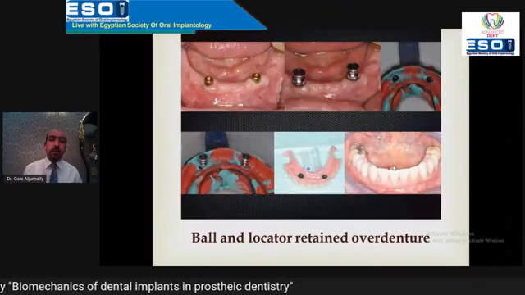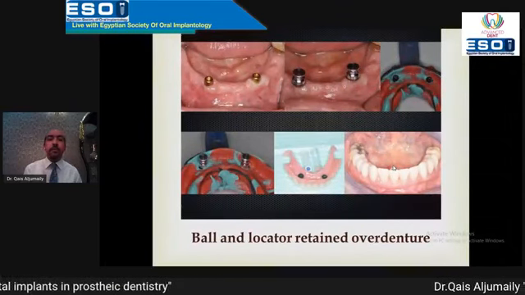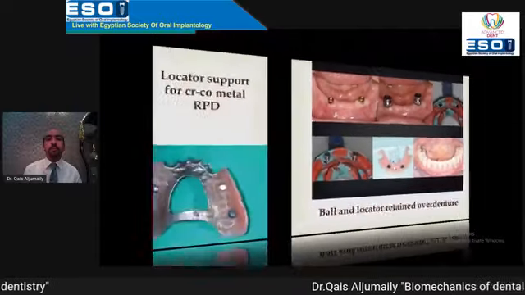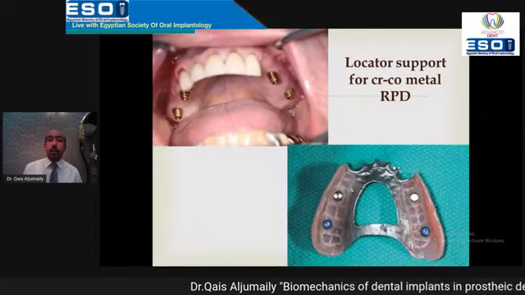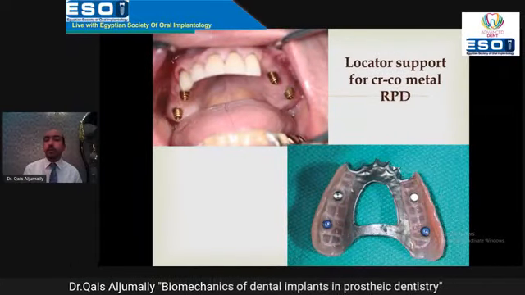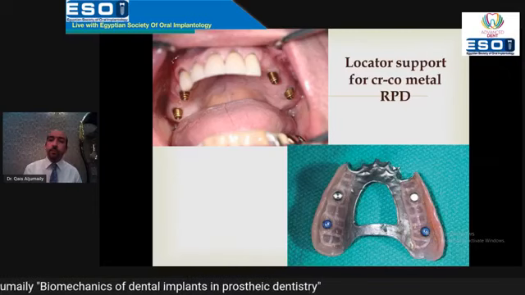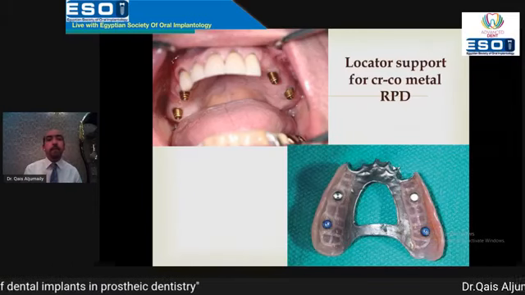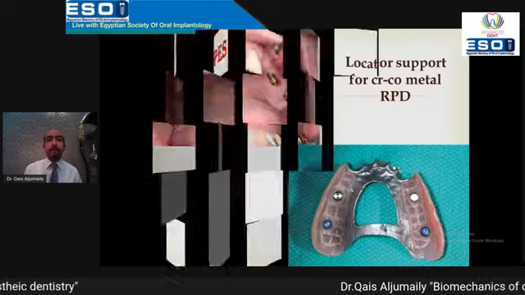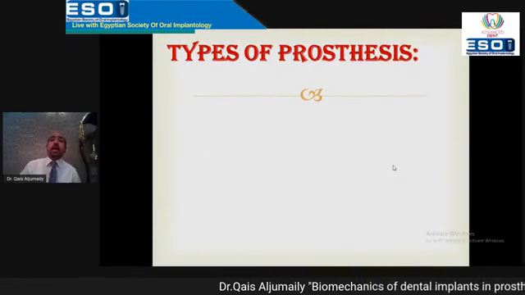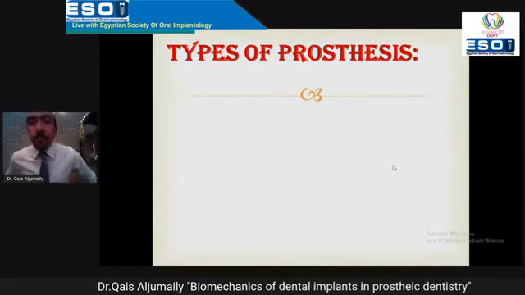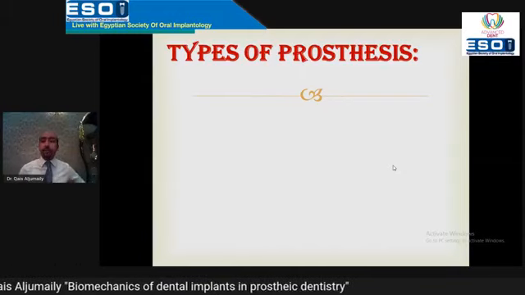So here also a locator attachment for a complete denture. A locator attachment for a cobalt chromium removable partial denture posteriorly. So different types of prostheses we can use over our dental implant.